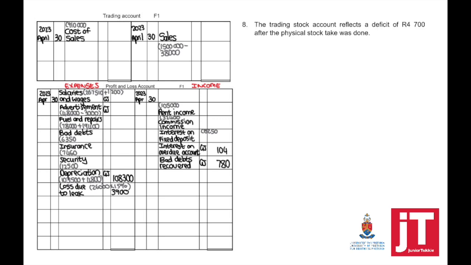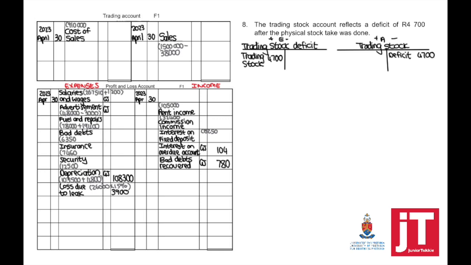Adjustment number 8. The trading stock account reflects a deficit of 4,700 after the physical stock take was done. So there's no calculation involved here. They provided you with the figure by saying to you, there's a trading stock deficit of 4,700, which means the trading stock account is going to be credited. Trading stock deficit is an expense which will appear on the debit side in the profit and loss account.